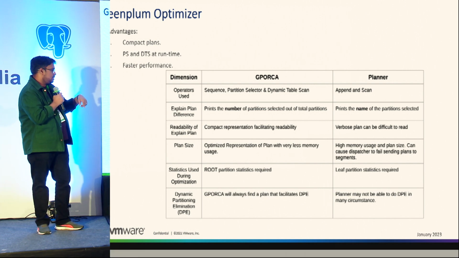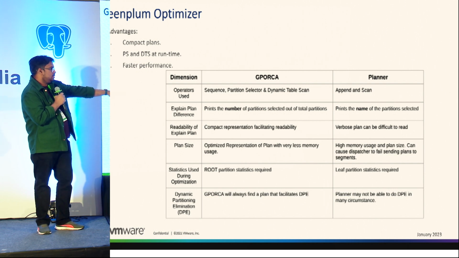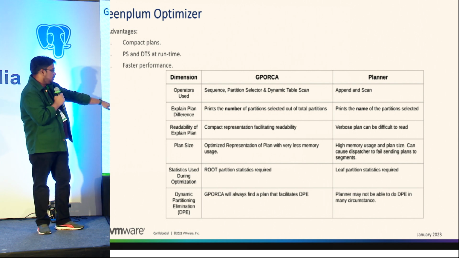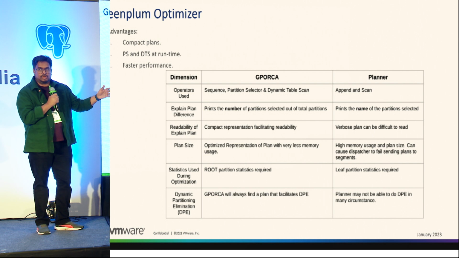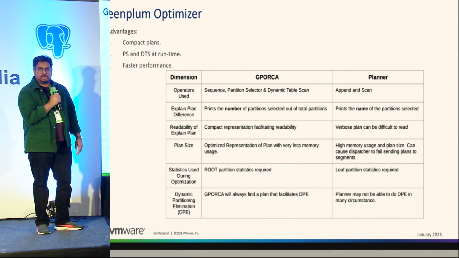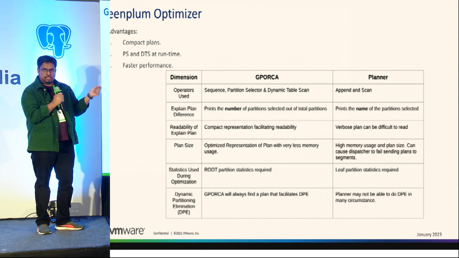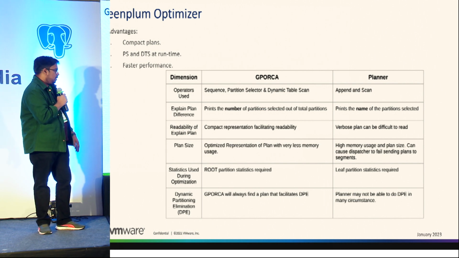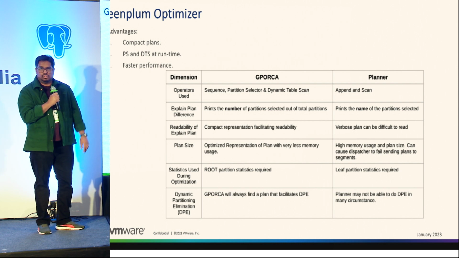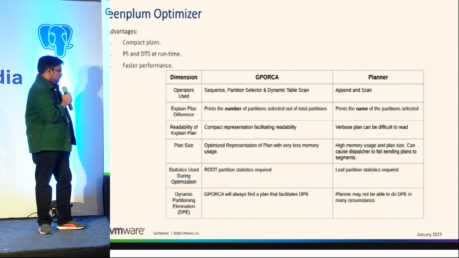Optimizer uses stats from your root partition, your root table. Planner uses it across the partitions, right? And in some cases, Orca is much better. It always finds a way to facilitate the dynamic elimination of these partitions as it does it during runtime. Planner might not be able to do it in the very initial stage when it's planning the plan. It might do it later on in the execution, but Orca does everything in the executor. So it might be possible that Orca does it more quickly than the planner.